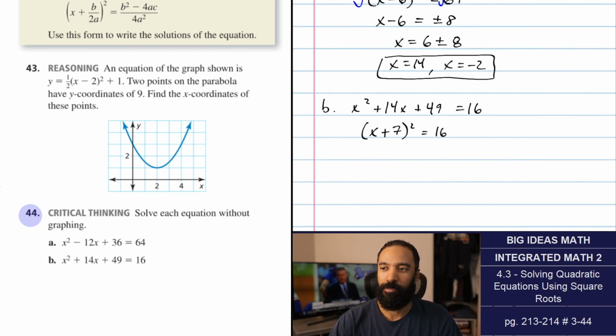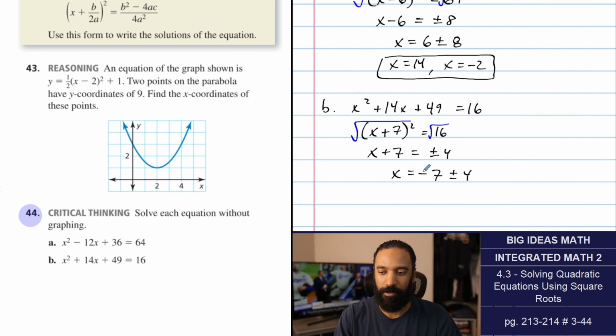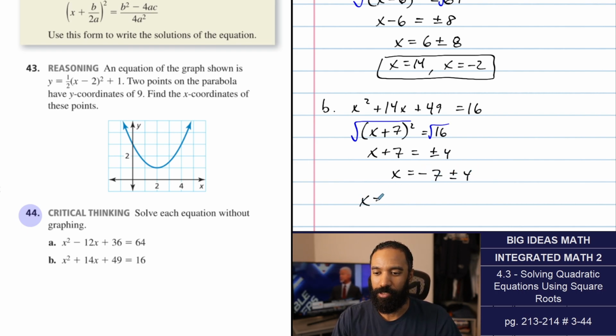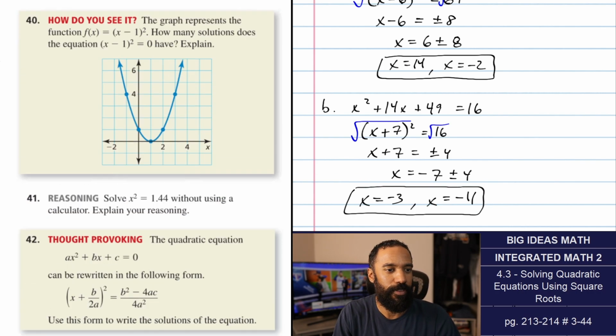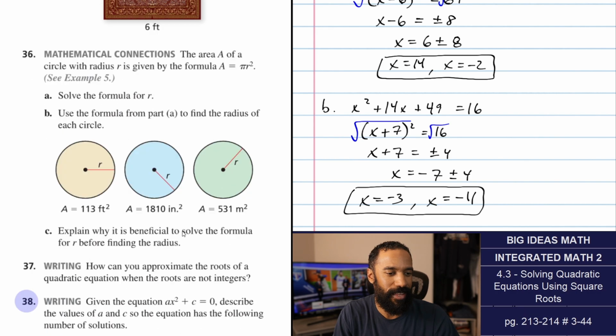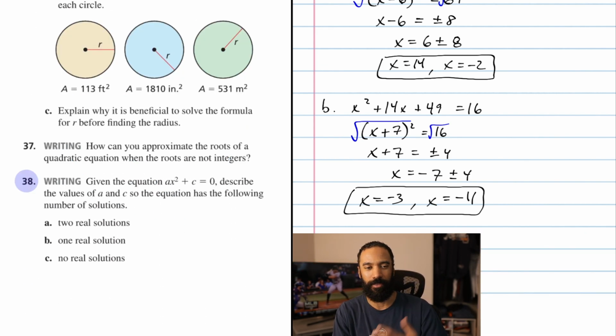If you take the square root of both sides in this stage, you will get x plus 7 equals plus or minus 4. Subtracting 7 from both sides, you get negative 7 plus or minus 4. Negative 7 plus 4 is negative 3, and negative 7 minus 4 is negative 11. All right, those are the two answers there, and that ought to do it for this one, guys. The only problem where I was kind of like, was this number 37. Sorry about that. I'm sure there's something that I could have written out that was much better.